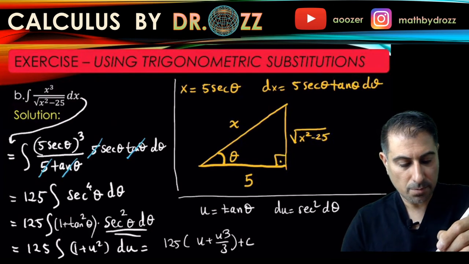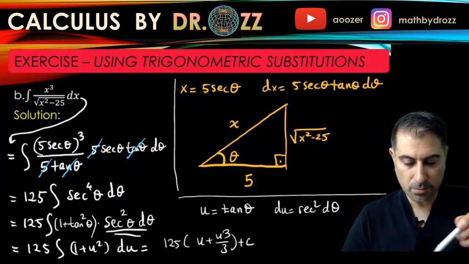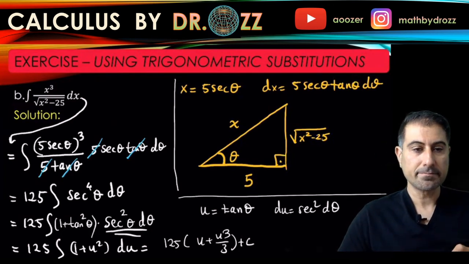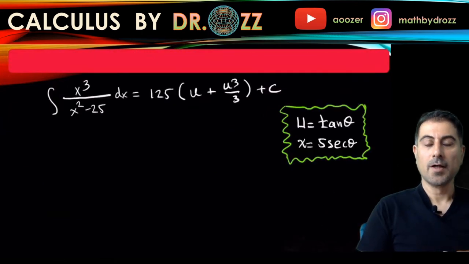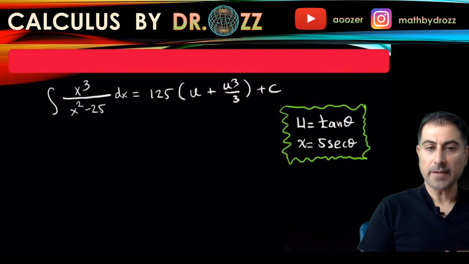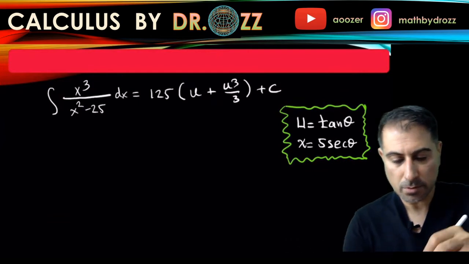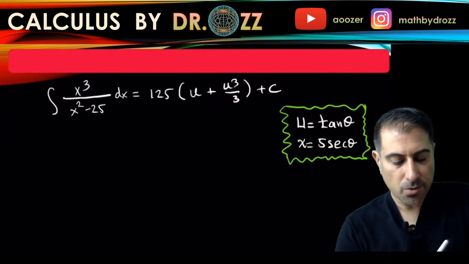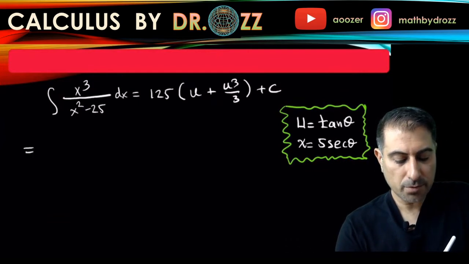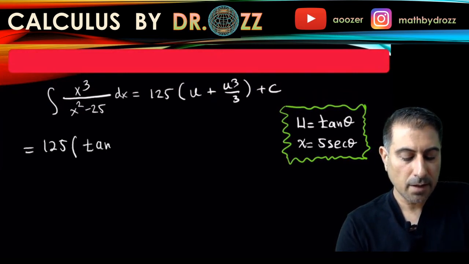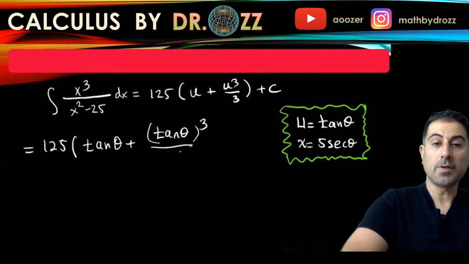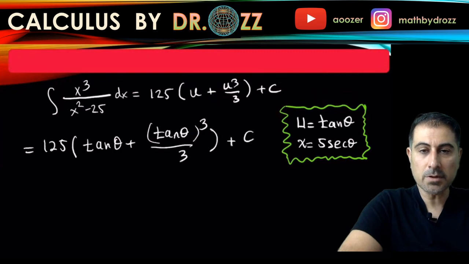So at this moment, let's see what I can do. I am going to have a new slide. All right, I just rewrote the final output. And remember that along the way, we had two different substitutions. So we're going to back substitute. Here we go. I have u equals tan theta. I have tan theta plus tan theta cubed over 3 plus c, and that's the first back substitution.